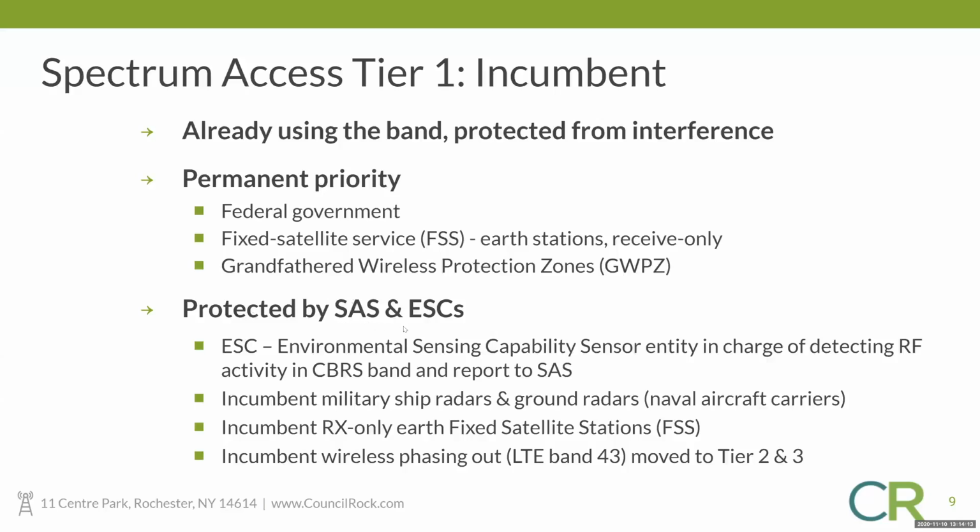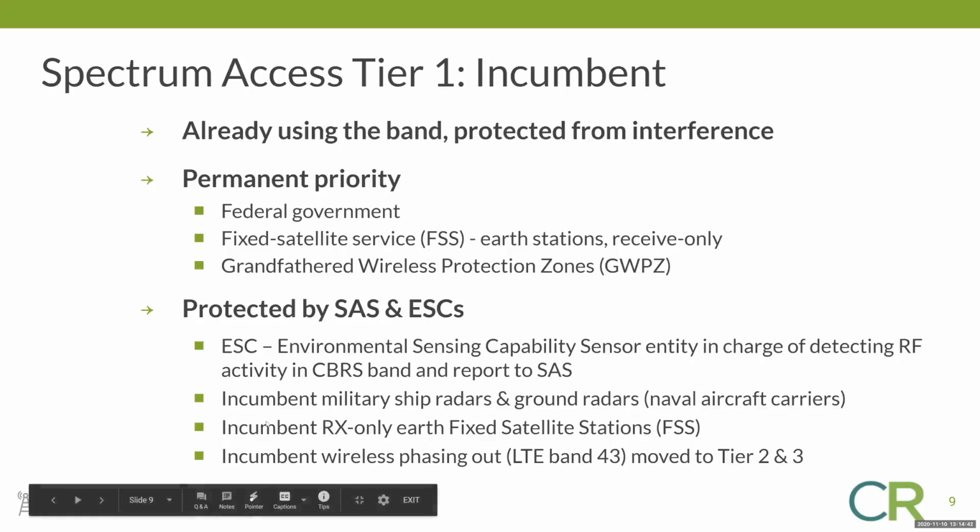Incumbents are protected by the SAS and the ESCs. I mentioned ESCs, the environmental sensing capability sensors, and they detect any use of the RF activity in the CBRS band, and they report to the SAS. And then the SAS has all the rules. They know what to do, and they should be able to manage and make sure that they offer protection as required to these users. Incumbents: military ship radars and ground radars, fixed satellite stations that only receive, and like I mentioned, wireless users using Part 90 devices that are phasing out.